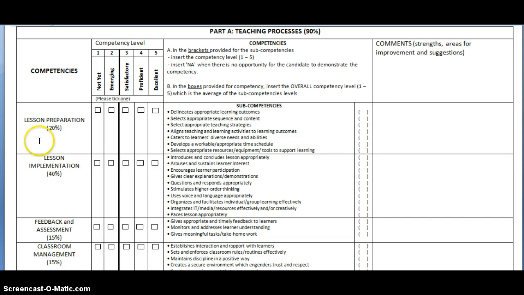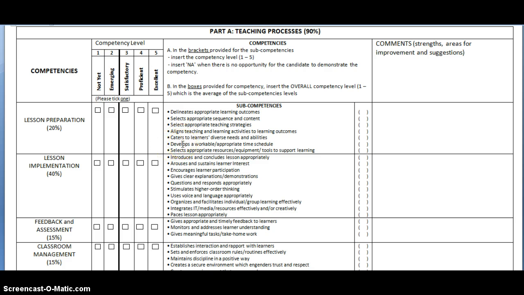Right? Now, the first thing that we look at here is the lesson preparation, where the weightage is 20%. So you have to look at the sub-competencies. What are the things that I will look for? It delineates appropriate learning outcomes, selects appropriate sequence and content, selects appropriate teaching strategies, aligns teaching and learning activities to learning outcomes, and caters to learners' diverse needs and abilities.